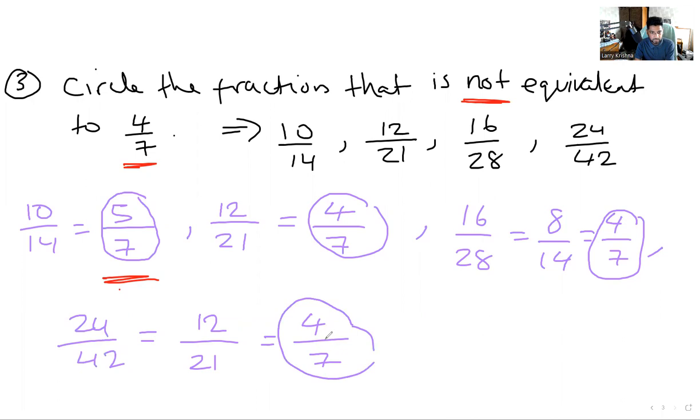So yeah, it shows then that 24/42, 8/14, 16/28, and 12/21 are all equivalent to 4/7. And it shows that 10/14 is the only fraction amongst these fractions which is not equivalent to 4/7. So the answer is going to be 10/14, which is this one. They mentioned to circle it, so we're going to circle this.